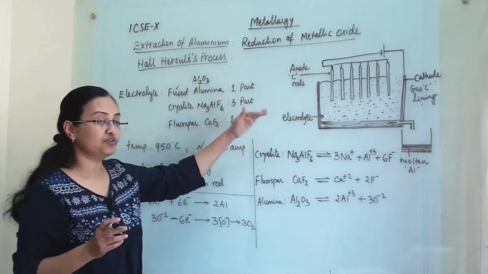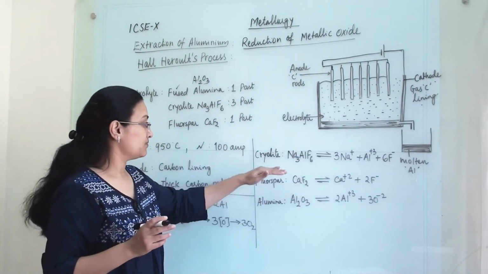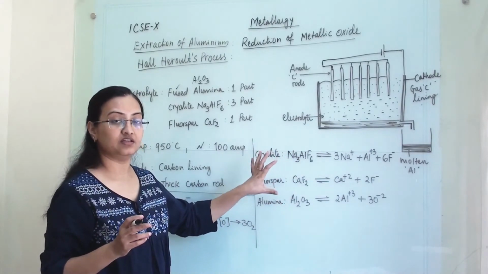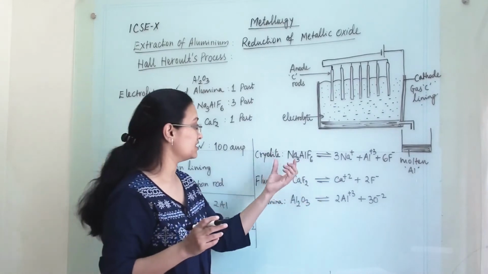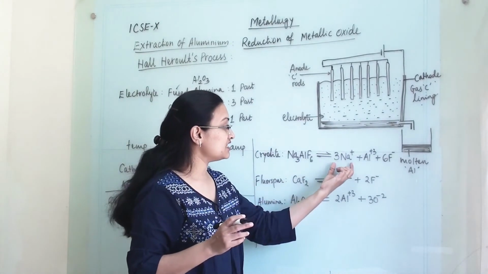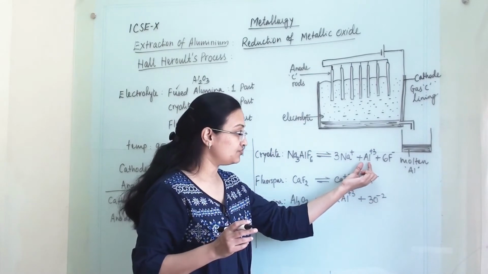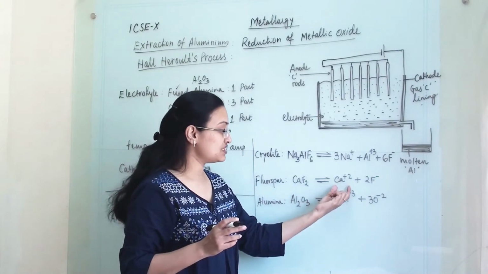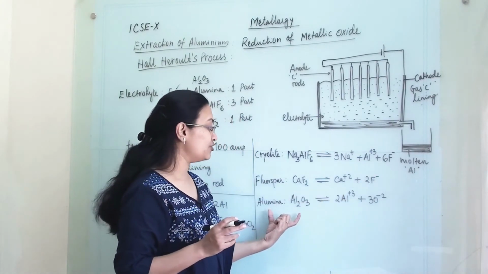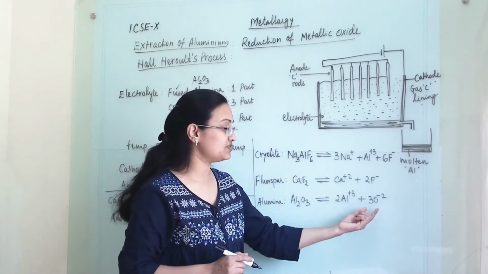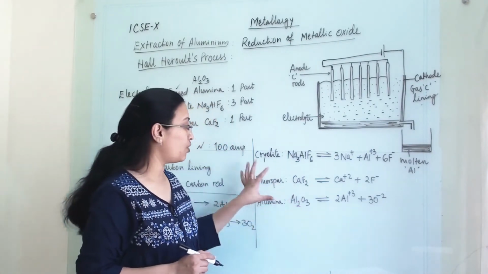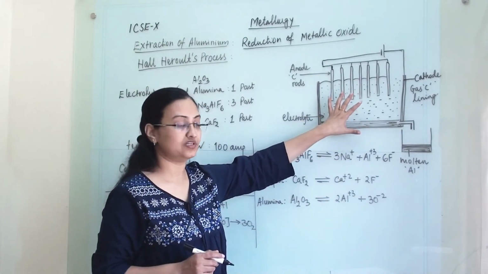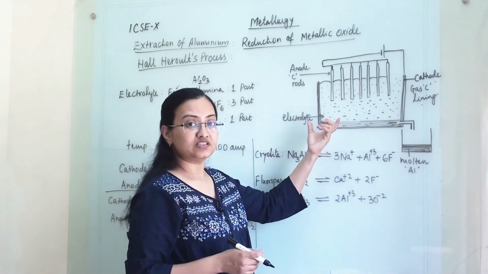Here, first we will discuss how this cell will work. When cryolite, fluorspar and alumina, these 3, are there in the electrolytic solution, how will they dissociate? Cryolite will dissociate into Na plus, Al 3 plus and 6F minus. Then fluorspar will dissociate into Ca 2 plus and F minus, and alumina will dissociate into Al 3 plus and O 2 minus. So all those ions will separate out, and all those ions will be there in our electrolytic medium.